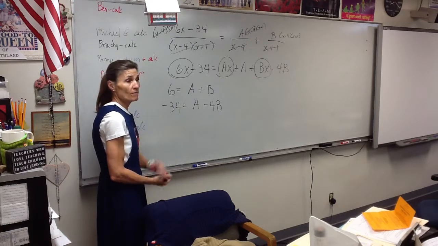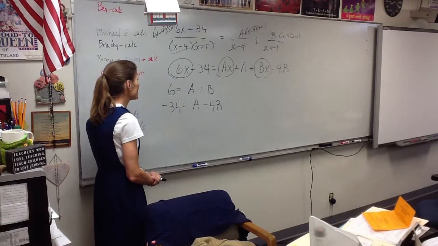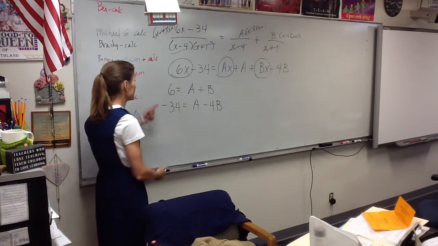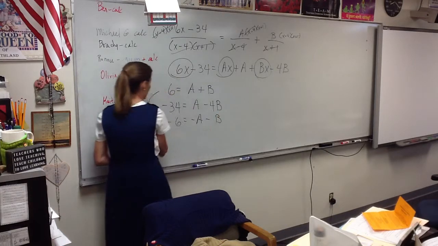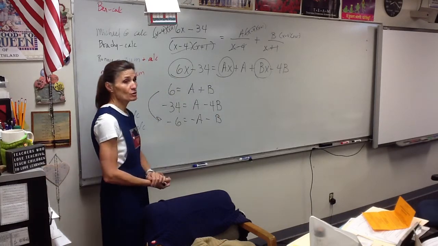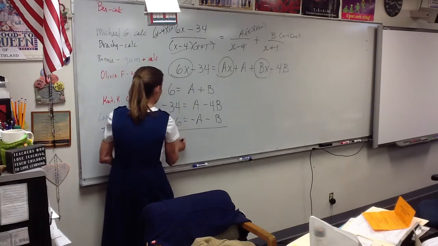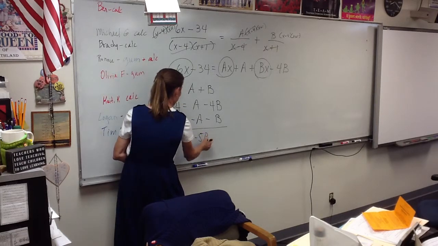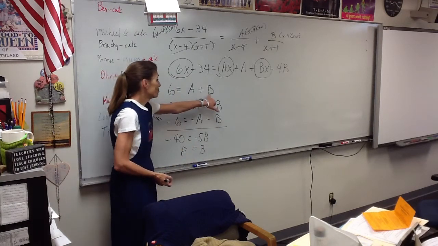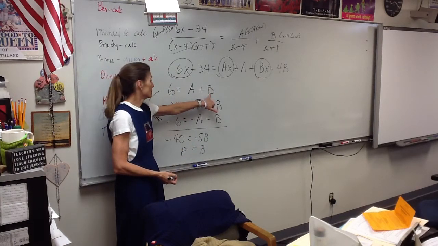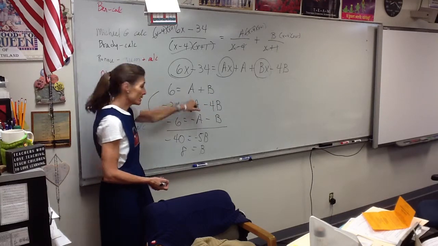Now you're going to solve that however you want. For me, I kind of like the idea of just multiplying the top one by negative 1. But you don't have to do that. You can solve it any way you want. So I have negative 40 equals negative 5b. I got b equals 8. If b equals 8, then what would a have to be? Negative 2.